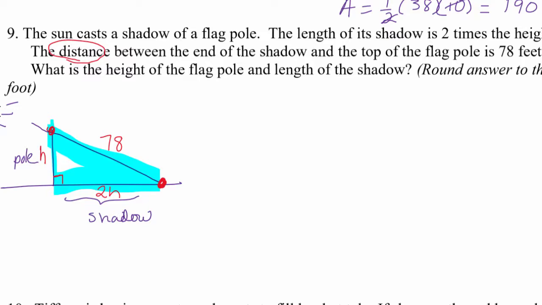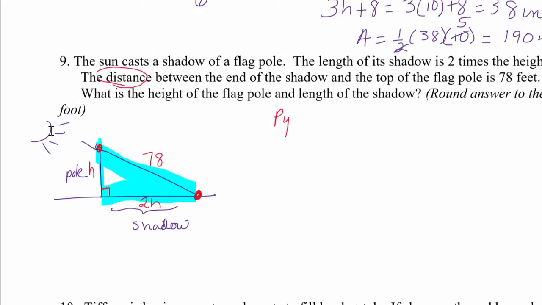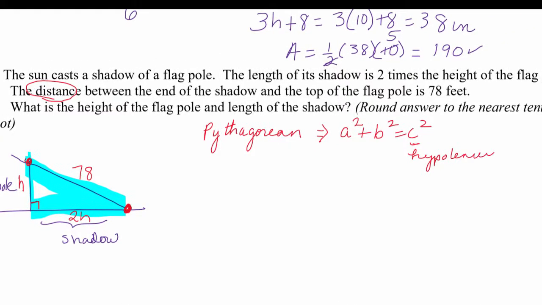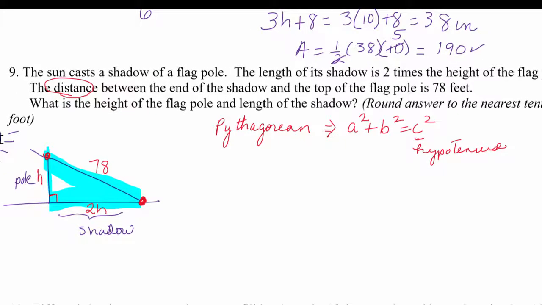And so how are these sides on a right triangle related? Well, if you're thinking Pythagorean theorem, you're absolutely right. So I'm going to write that down. Pythagorean theorem tells us this famous a squared plus b squared equals c squared, where c is the hypotenuse. That's that long side. A and b are legs. We call those the legs. So in our case, h and 2h are the legs. 78 is the measure of the hypotenuse.